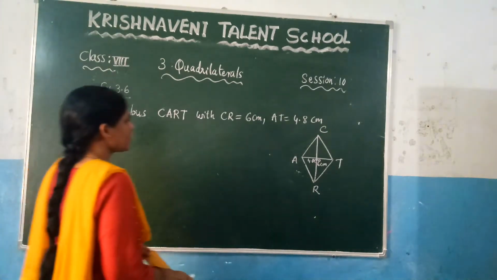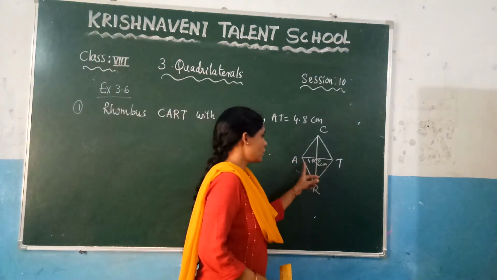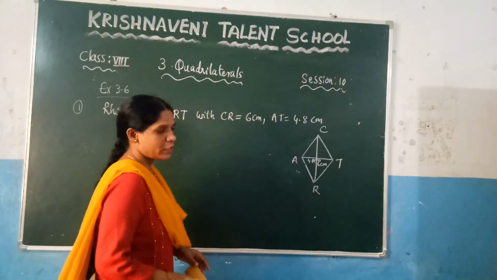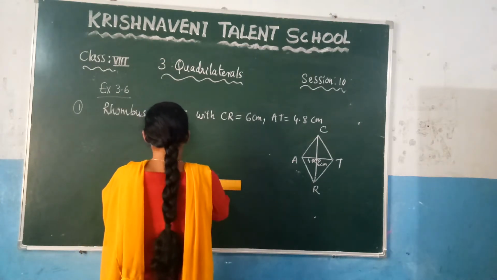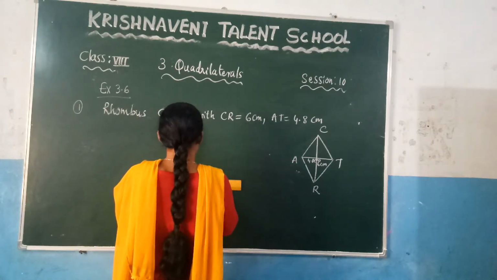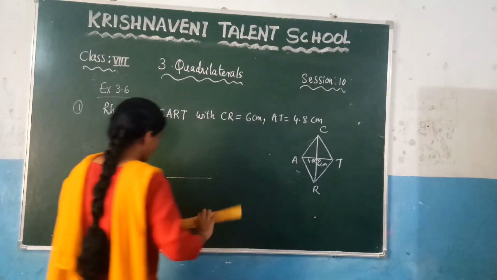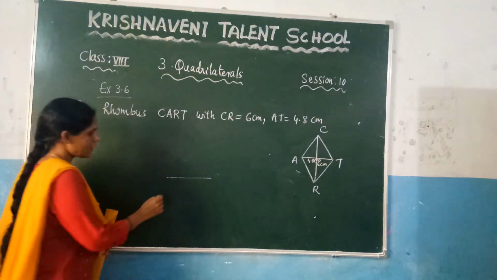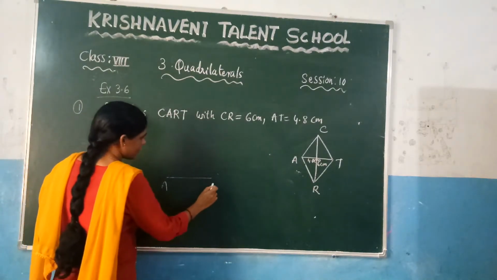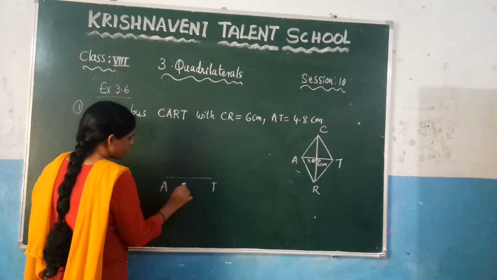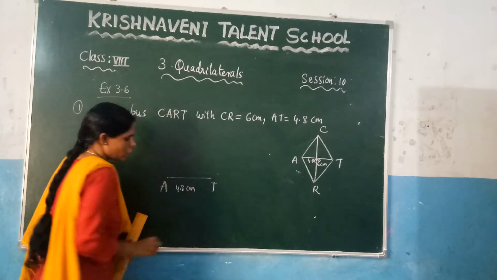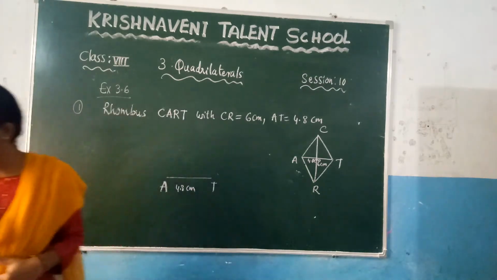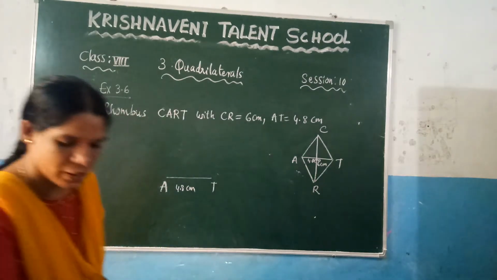So first what we need to do, first you need to draw a line segment of length 4.8. So here draw a 4.8 centimeter line segment. So here write it here AT. This is AT. How much? Which is 4.8 centimeters. Now for this line segment you need to draw the perpendicular bisector.